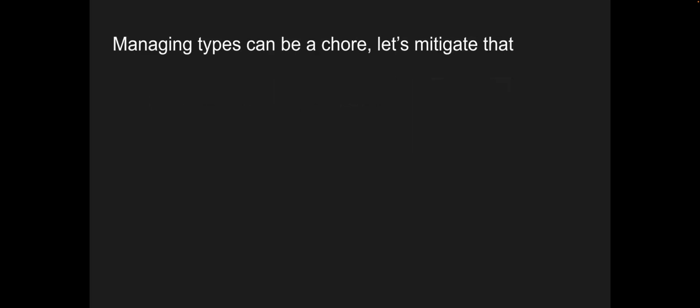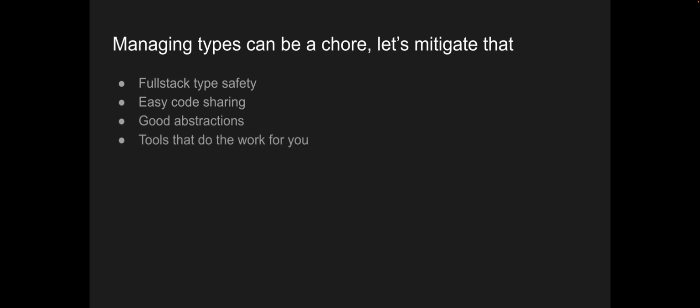And the problem is that managing types can be a chore, right? And as we discussed initially, we already have too much to do. So we need to be able to mitigate the chore that is managing the types in multiple locations. One of the key things is going to be full stack type safety, or end-to-end type safety, whatever you want to call it. We want to talk about easy code sharing, good abstractions, and tools that will do the work for you, because we need things that will take something off of our plate.